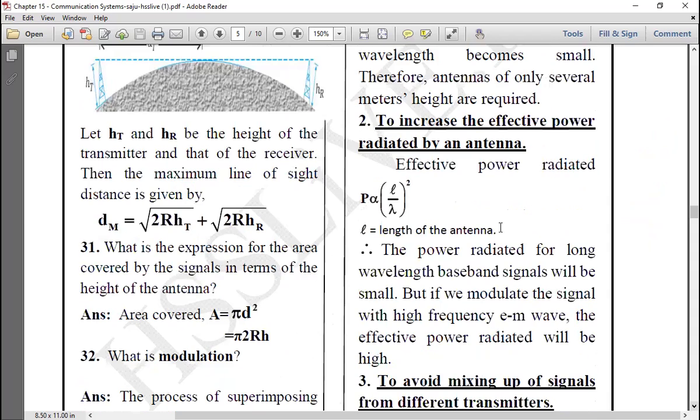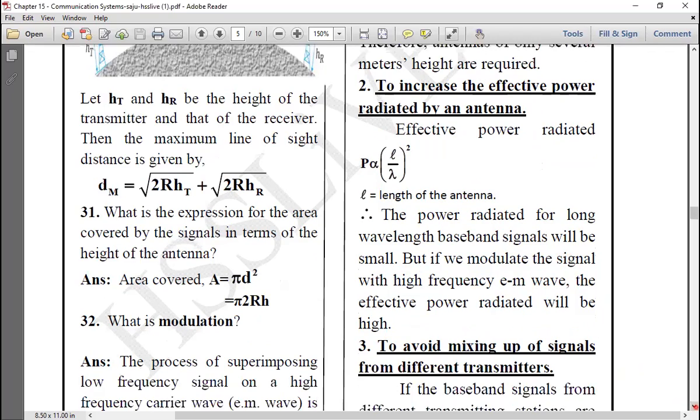Next one, to increase the effective power radiated by an antenna. The effective power radiated by an antenna is directly proportional to (l/λ) whole square, where l is the length of the antenna, and λ is the wavelength. So to increase the effective power radiated by the antenna, this is also another reason to modulate the wave. The power radiated for longer wavelength baseband signals will be small, but if you modulate the signal with a high frequency electromagnetic wave, the effective power radiated will be high.